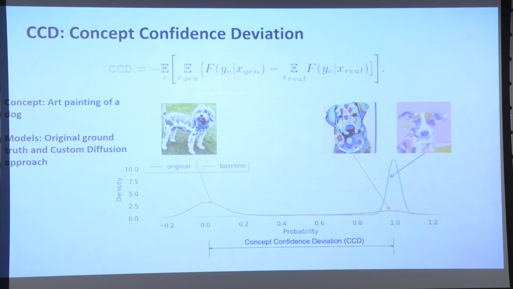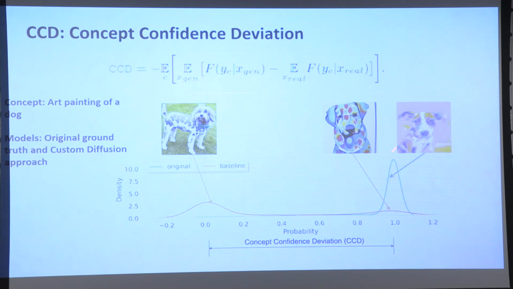Now, the next challenge is how to create an automatic evaluation method to basically judge how well this combined or composed concept is essentially being captured by the T2I models. In this case, we propose the Concept Confidence Deviation task. Essentially, in this figure, we're showing that the concept being learned and asked to learn is art painting of a dog, right? And the model with the original ground truth and the Custom Diffusion approach is being plotted here.